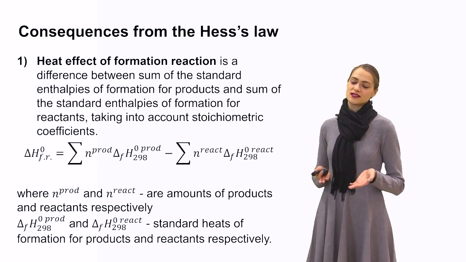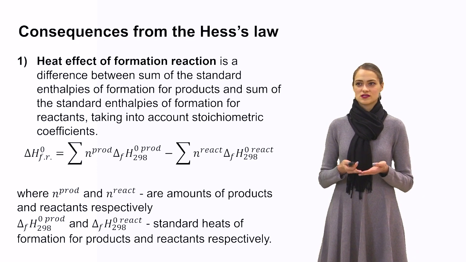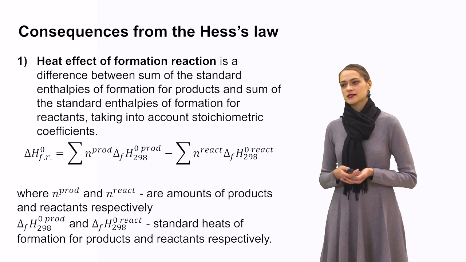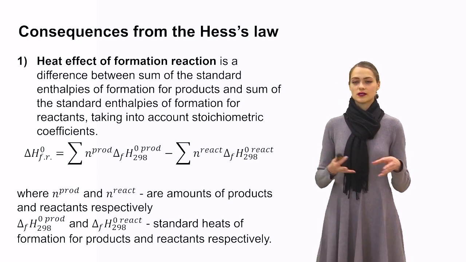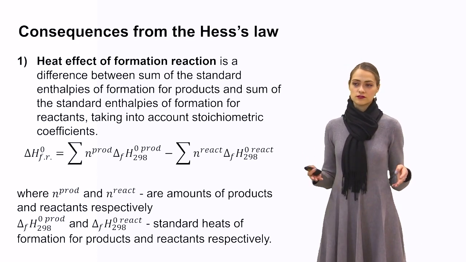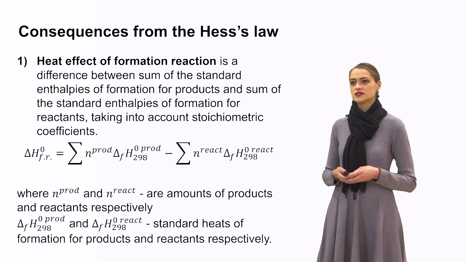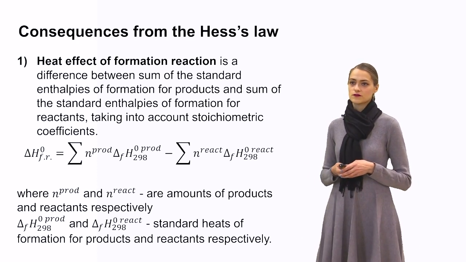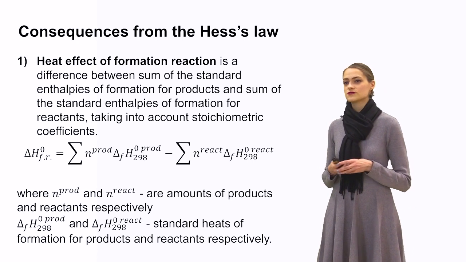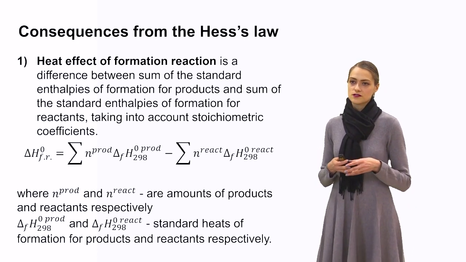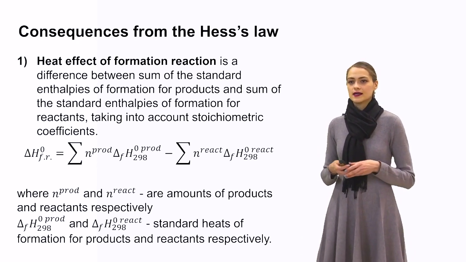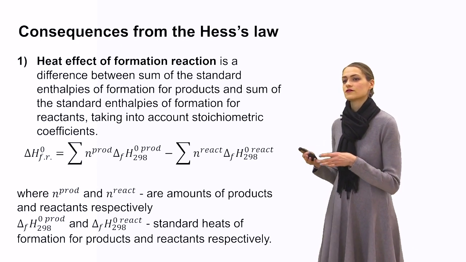Well, but in practice, we use not exactly Hess law, but we use consequences from this law. We can separate all reactions into formation reaction and combustion reaction. Of course, for different reactions, we use different consequences. And the first consequence we use for formation reaction: we can calculate heat effect as a difference between 2 sums. First sum, standard enthalpies, standard heat of formation for products, and standard heat of formation for reactants.